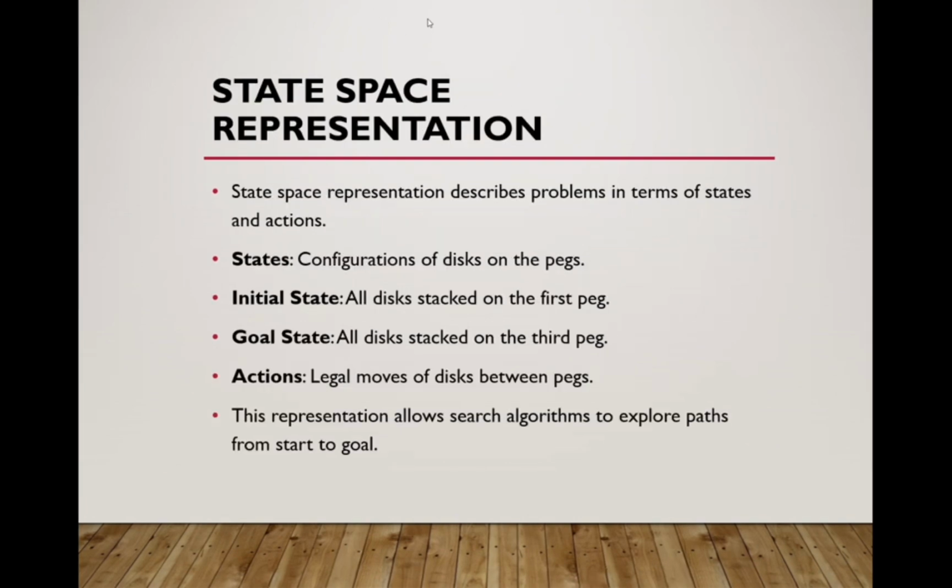State space representation. State space search is a problem solving approach in artificial intelligence. A problem is represented as a set of states. The initial state here is where the problem starts. The goal state is the solution we want to reach. Actions are legal movements that describe how we can move from one state to another. The state space is the collection of all possible states and their connections. A search algorithm is then used to explore this space to find a path from the initial state to the goal state.